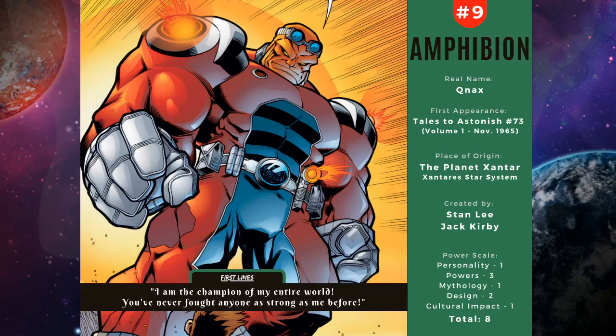I'm not sure if fun quite captures the name of Amphibian with an O at the end, or close to the end, I should say. But that's what they did here. The real name of this character is Cunax, or Knax. He first appeared in Tales to Astonish 73. That was November of 1965, and again, that's when the Hulk regularly appeared in that magazine. Created by Stan Lee and Jack Kirby.